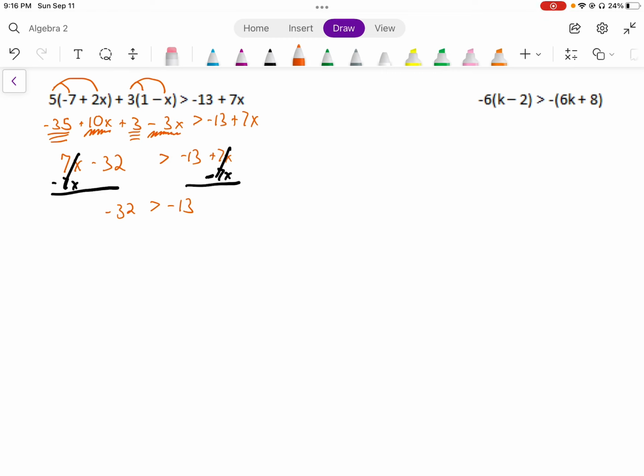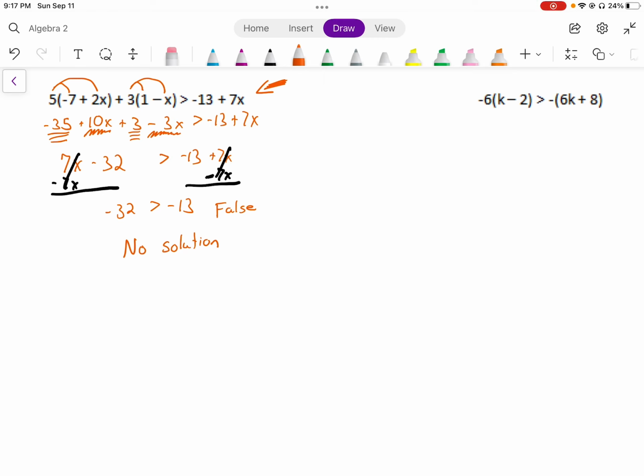So that's different. And it's not even true. Negative 32 is not greater than negative 13. This is a false statement. So if we work through an inequality question and get a false statement, that means there is no solution. There is no value of x that we could plug in here that will ever make that inequality true. That's what that answer means.